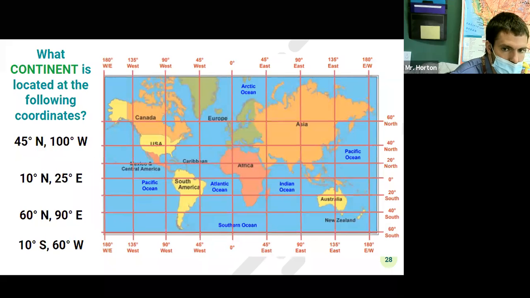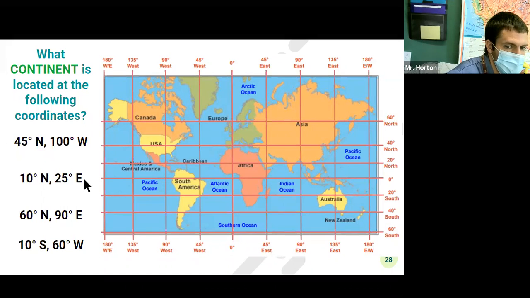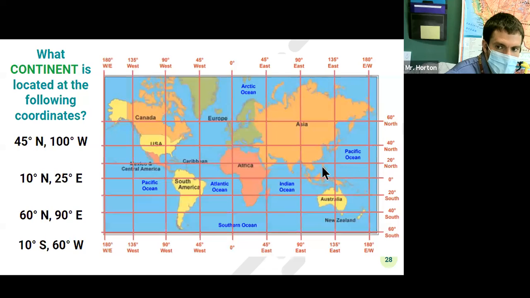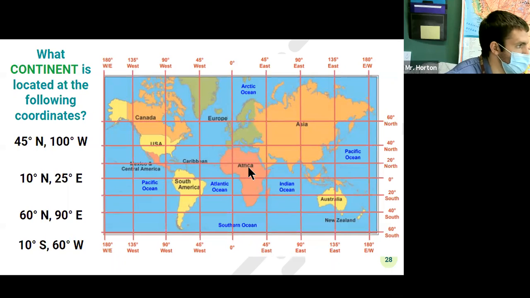Okay. Then our second one has 10 degrees north and 25 degrees east. So 10 degrees north is going to be right in between 0 and 20. So we find 10 degrees north there. And then 25 degrees east. So we go all the way over to 25 degrees east, which is going to be in between 0 and 45. So what is this continent right here in orange?